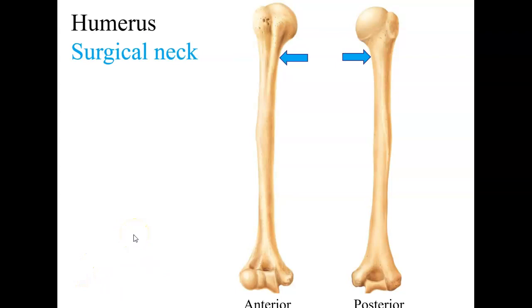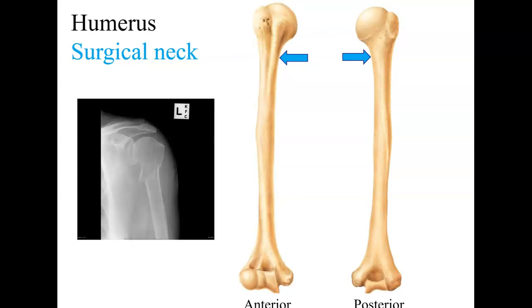Our next bony landmark is the surgical neck. This is called the surgical neck because many people break at this particular junction of the bone. And I've shown over here an x-ray showing you a bone break right there at the surgical neck.